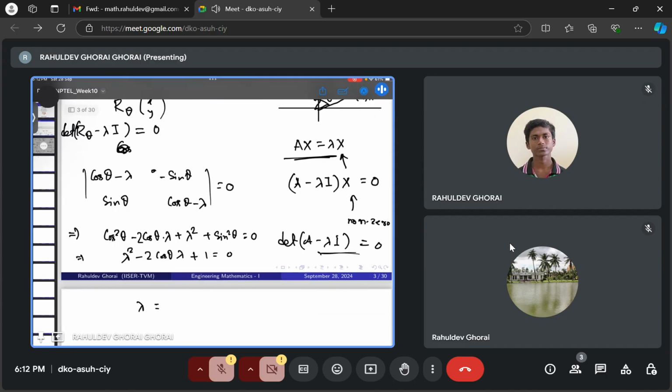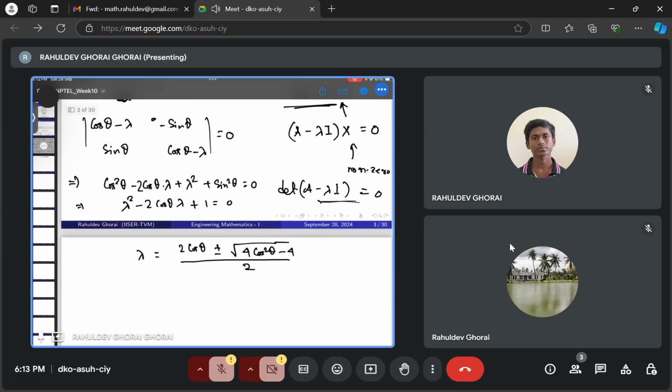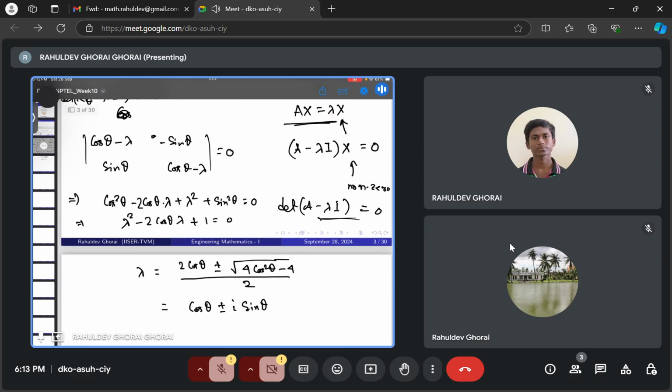That implies lambda will be 2 cos theta plus minus square root of 4 cos square theta minus 4, over 2, right? Sin square theta plus cos square theta is equal to 1, so this will be cos theta plus minus i sin theta. Even for this type of matrix, you see that for all theta, you cannot find a real eigenvalue.